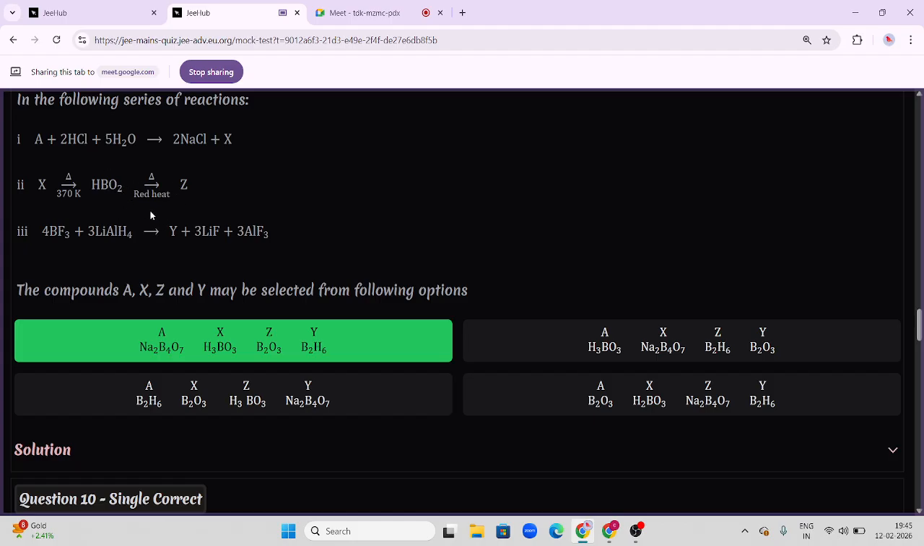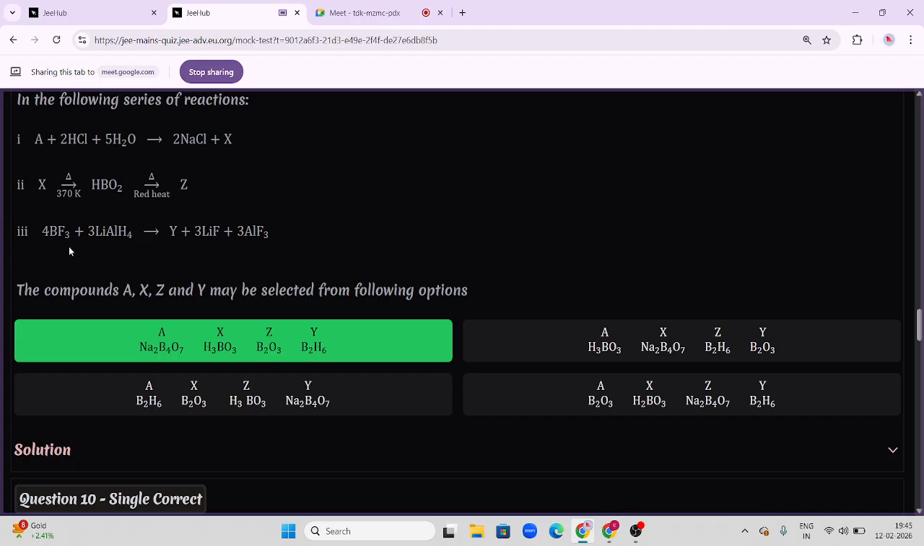Metaboric acid. Sorry. HBO2 is called metaboric acid here. Now upon heating it further at a red heat, it will completely become an anhydride, boric anhydride, B2O3.